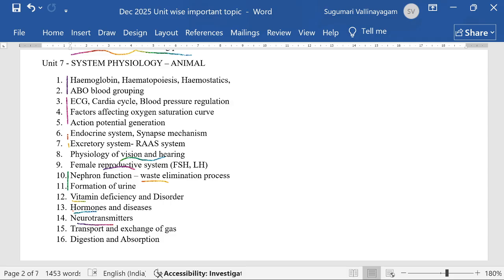And after this, these three are totally different. From this, definitely they will ask one question. And transport of gas in the lungs, how it is transported in the lungs, and the digestion and absorption system. These two systems are also very important. So the 15th one is lungs, the 16th one is the digestive system. These are the most expected parts in the animal system.